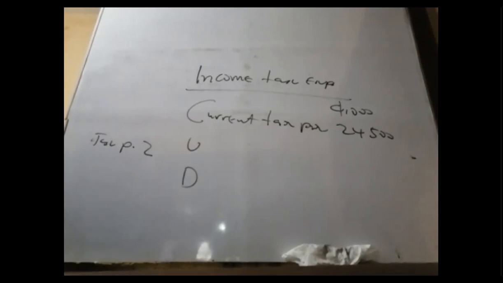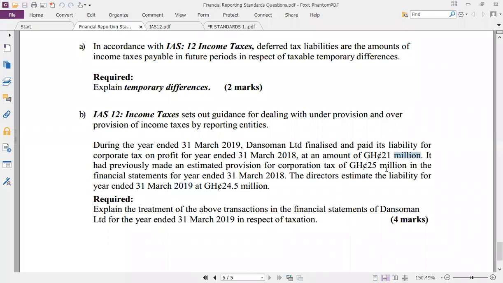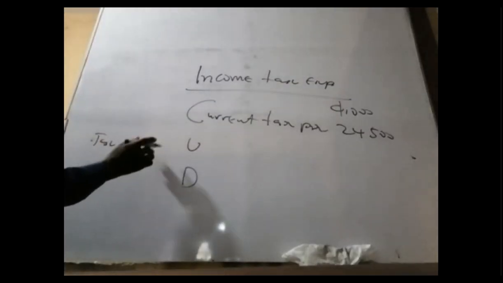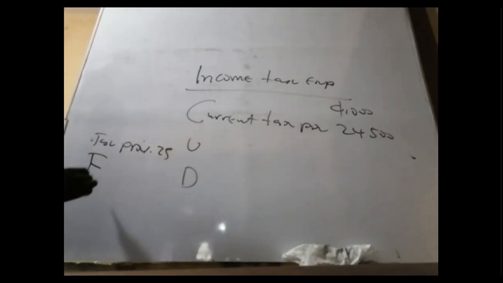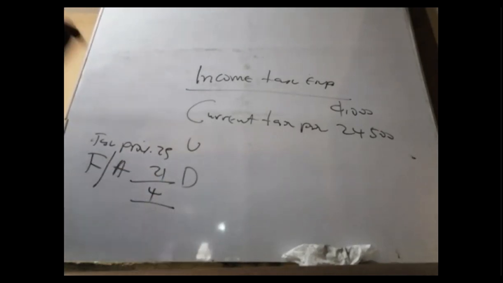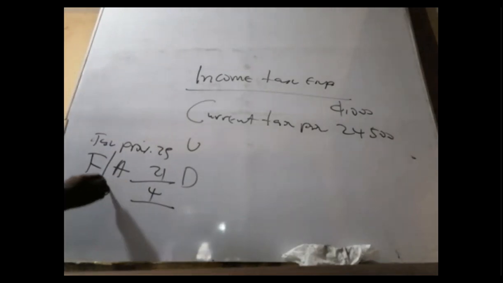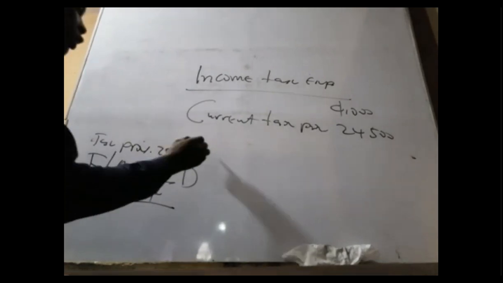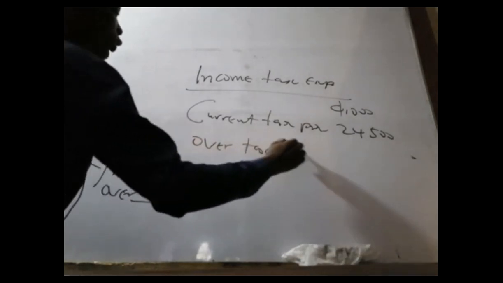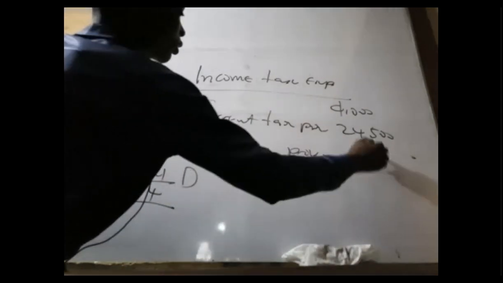Let's go there and see. Pick it again. The final tax is 21. Tax provided is 25. That is all. So tax provided is 25, and final, agreed tax is 21. So it means that it will create what we call over tax provision, of 4,000.